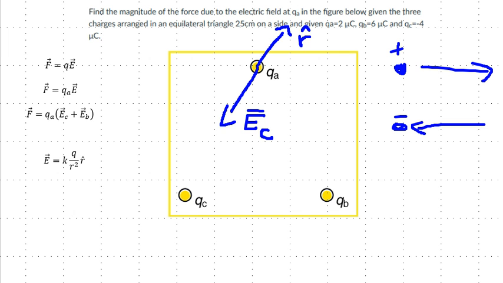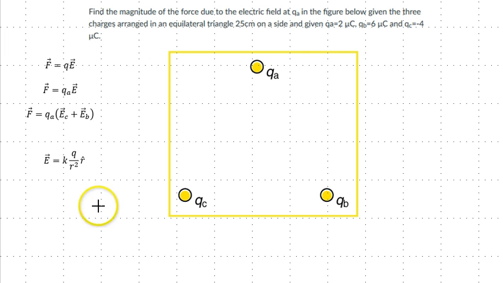We can get the magnitude of EC from K QC over R squared, and that'll tell us how big this vector is. And the components, that angle out there is also 60 degrees. So there's going to be a piece that points straight back, and a piece that points straight down, and then there's the magnitude of it. So let's go back over here and get the magnitude.